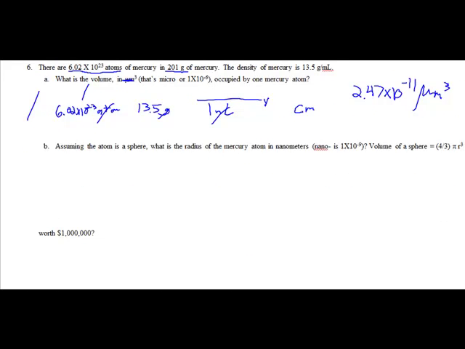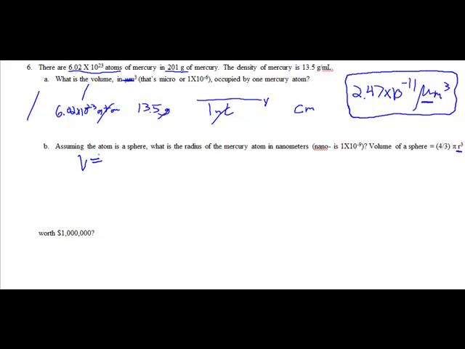Okay, part B. Assuming the atom is a sphere, what is the radius of the mercury atom in nanometers? Nano is 1 times 10 to the negative ninth. Volume of a sphere is 4/3 pi r cubed. We have our volume from the previous example. Let's solve for our r here. We'll get micrometers, and then we can convert it into nanometers.